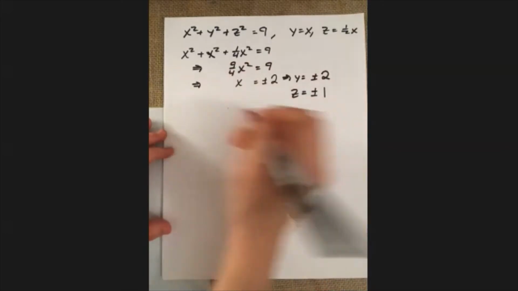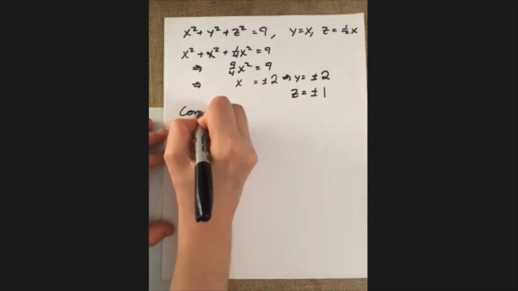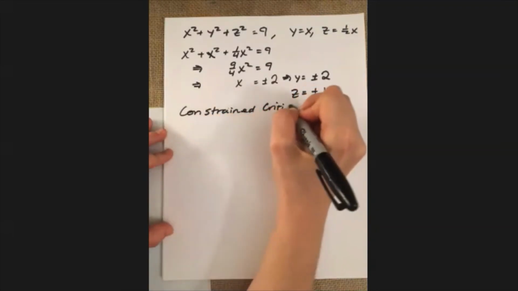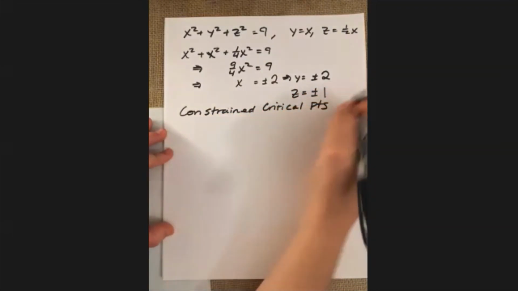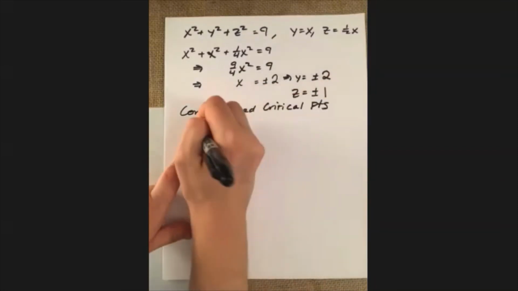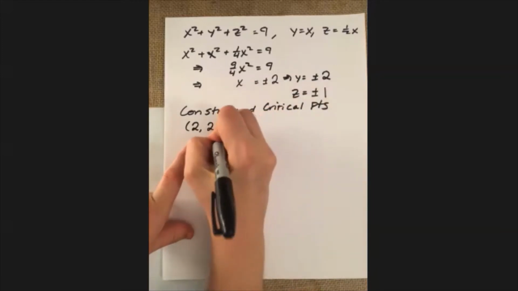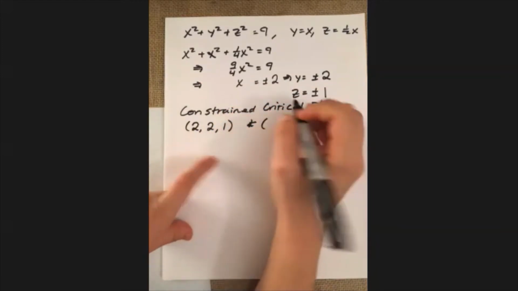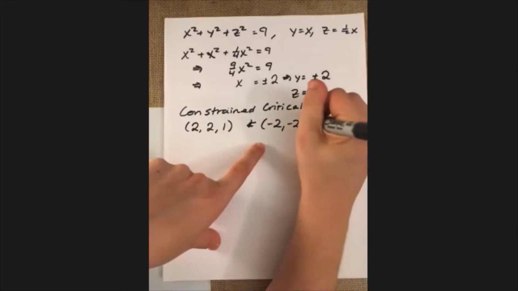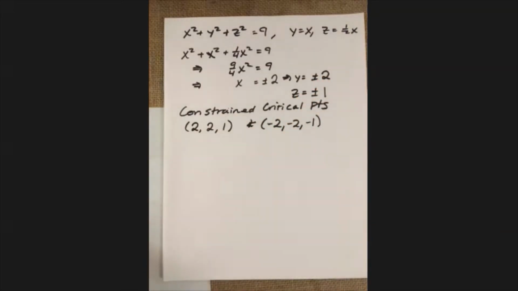So our constrained critical points that we're going to get out of this are when x is equal to positive 2, we have that y is equal to positive 2 and z is equal to positive 1. And when x is equal to negative 2, y is equal to negative 2, and z is equal to negative 1. So those are the 2 points that we have to plug into our function f and figure out which one is going to be our minimum and which one's going to be our maximum.